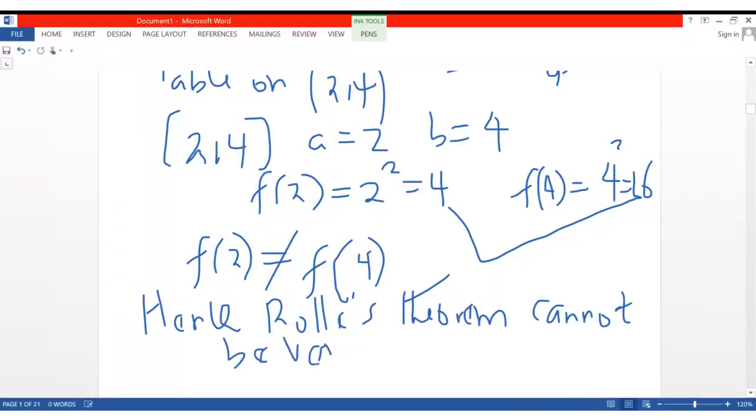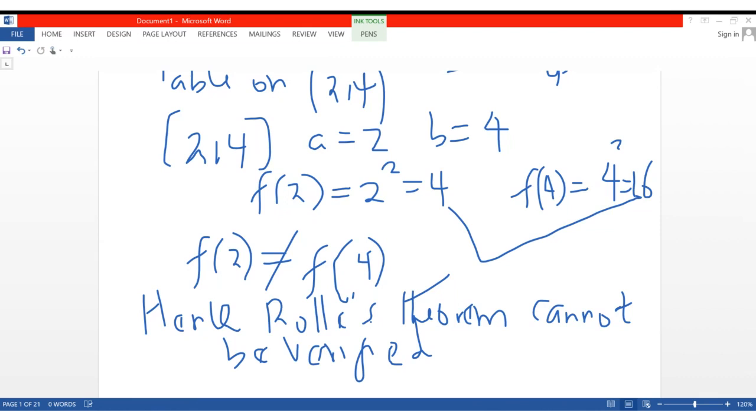Why? Because in Rolle's theorem, we said that our f of a has to be the same as our f of b, and you can see our f of 2. The numbers that we are getting are totally different. We have 4 and 16, so we cannot verify Rolle's theorem, and we just end there.